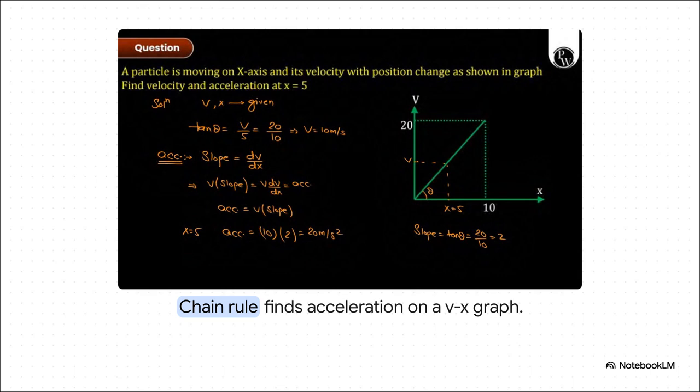Visually, what that means is we take the actual velocity value at a specific point and multiply it by the physical slope of the line at that exact same point. It is such a clever way to extract time-based acceleration when time isn't even on the graph.